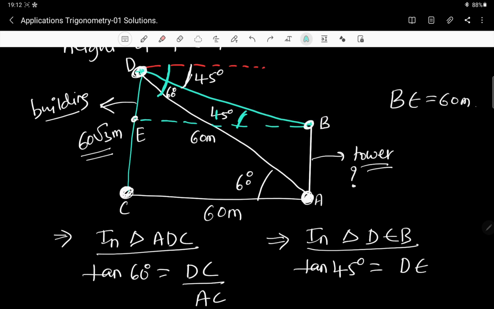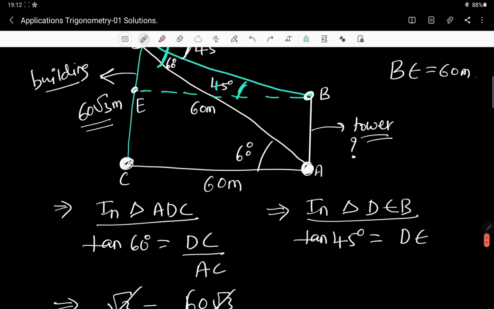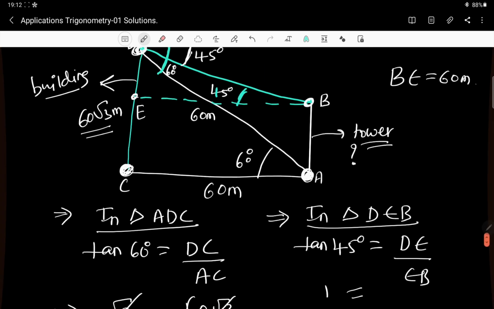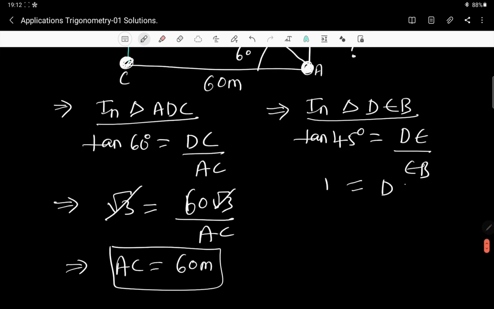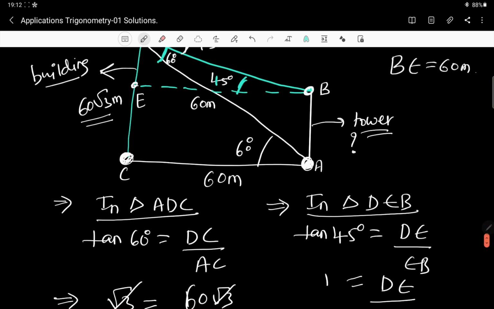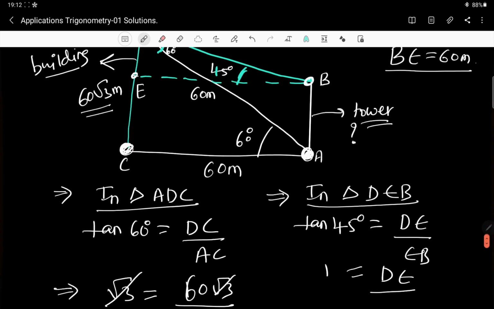This triangle DEB. In this, if you apply tan 45, what does it become? DE divided by EB, right? Tan 45 means 1. And what is the value of DE? We don't know the value of DE. But what is the value of EB? EB or BE is 60.